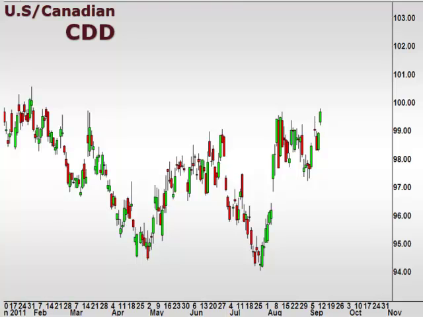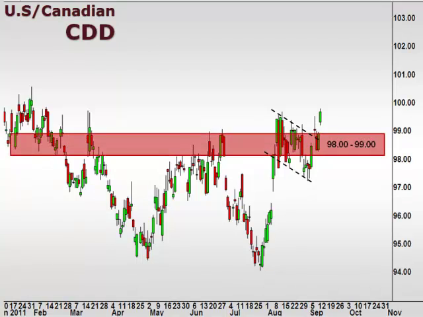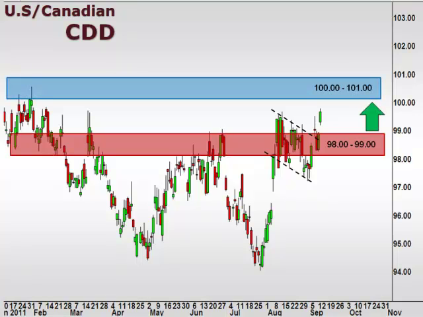Next up, the CDD, the U.S. versus the Canadian dollar. Well, we can see here that the CDD broke out of the bull flag that we identified last week. Support actually sits down at the 98.99 level. However, we are cautious of an overhead resistance that's sitting at the 100-101 level that is likely to act as the near-term target.